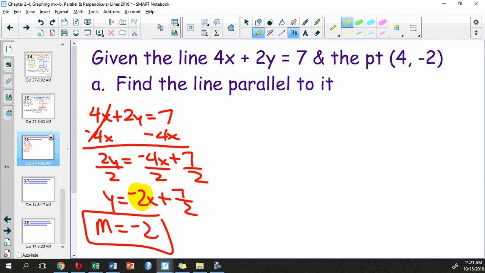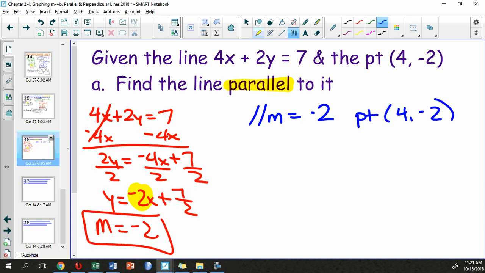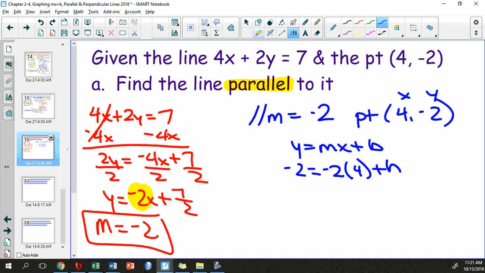Now I'm going to read my problem, and it says to find a parallel slope, right? Because I want a parallel line. So what's my parallel slope? It is the same, and I'm going to use the point 4, negative 2, correct? Why? Because that's what they gave us, yes? And I'm going to use y equals mx plus b. This is x and this is y. Y is negative 2, m is negative 2, x is 4 plus b.